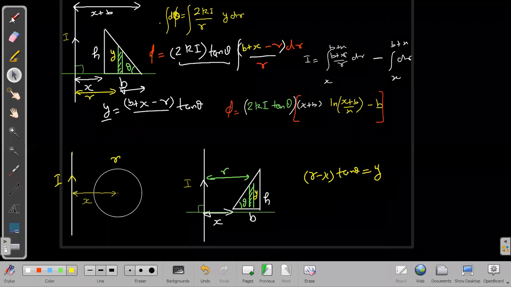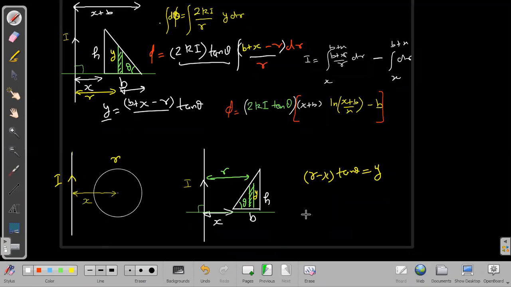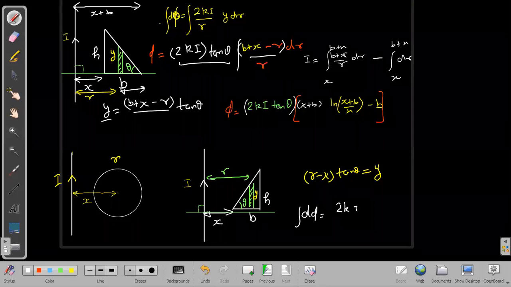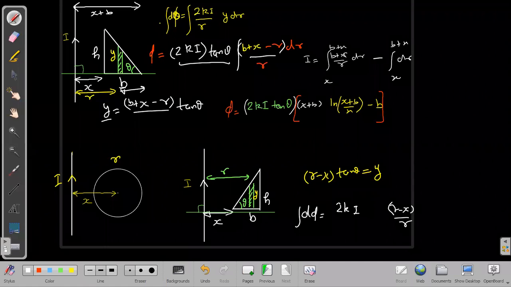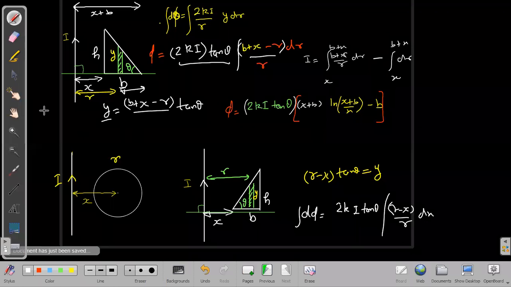Now, again start with the integral. What is the integral of flux? d phi, the integral of flux, is equal to 2k into I by r, by r into (r minus x) tan theta. (R minus x) by r, tan theta can be taken out, into tan theta, into dx. Now solve it and get the answer from here.